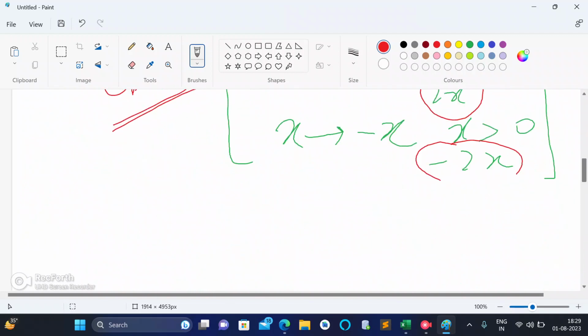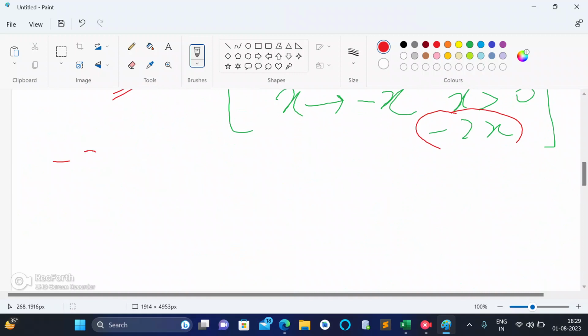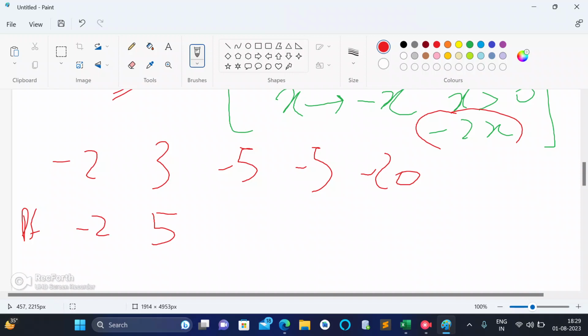So let's again come back to the example: -2, 3, -5, -5, -20, and we have to find the sum of the first two. The prefix sum would have been -2, 1, -4, -9, -25. So let's come up with the second observation.